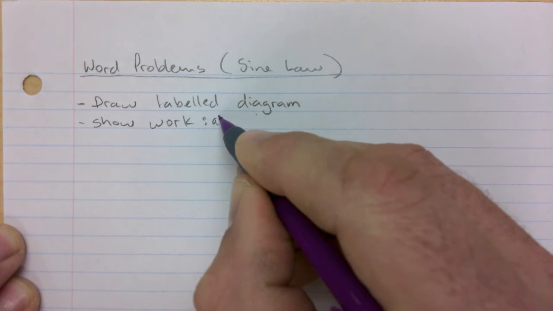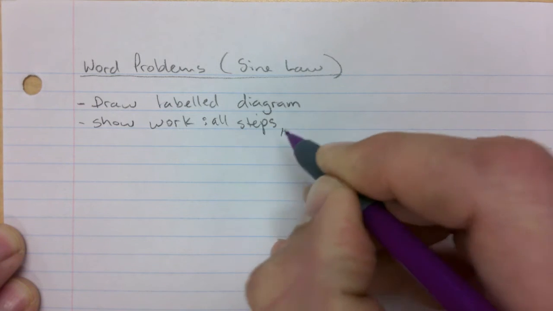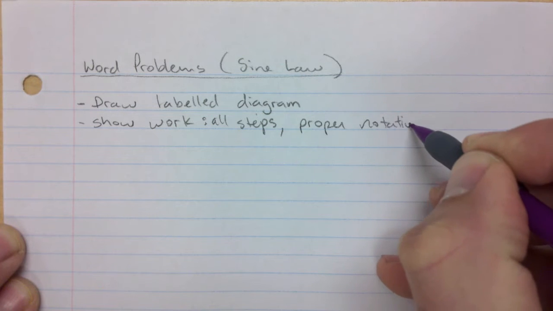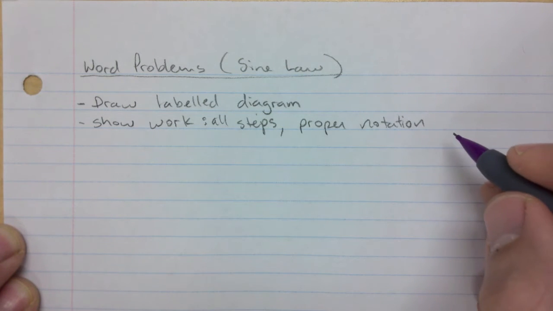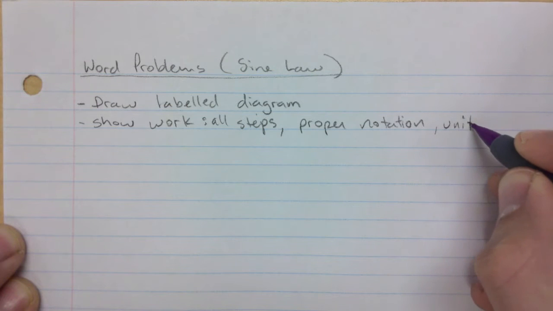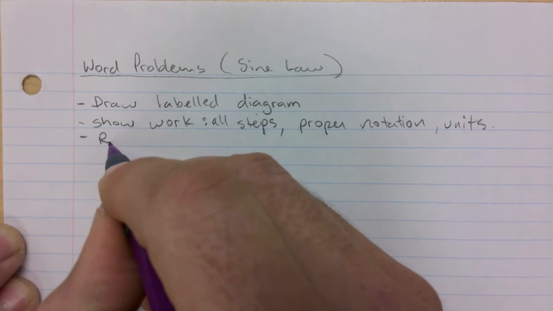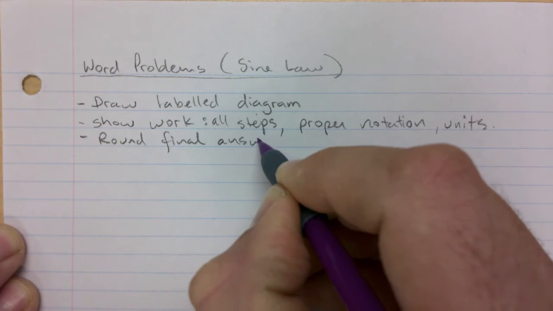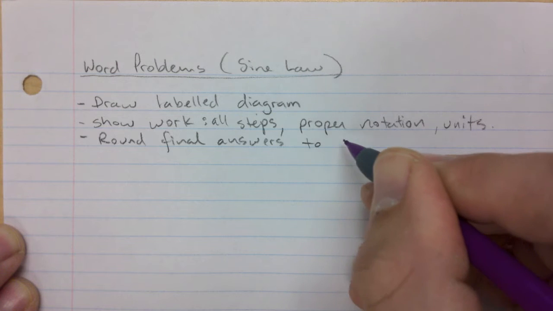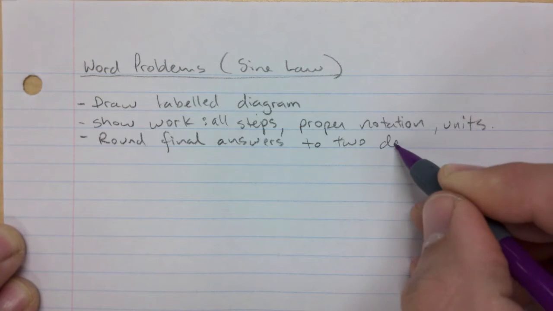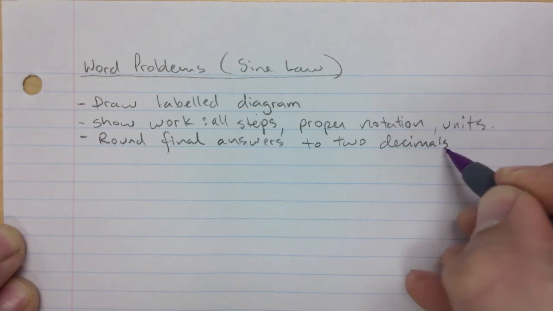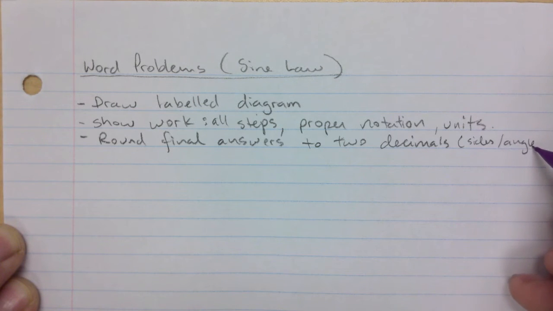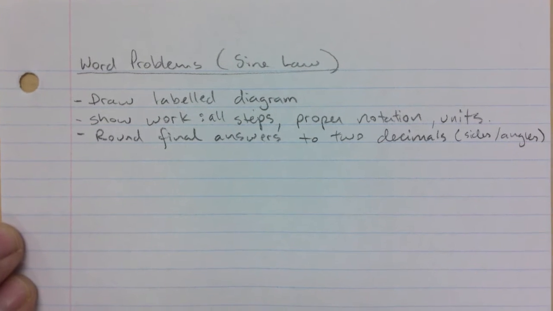This means all steps, proper notation, and units. Round final answers to 2 decimals. This is sides and angles, the same thing. Okay, even angles you want 2 decimals there.